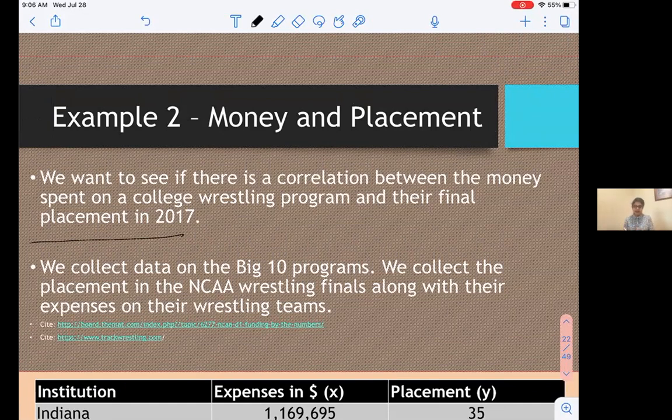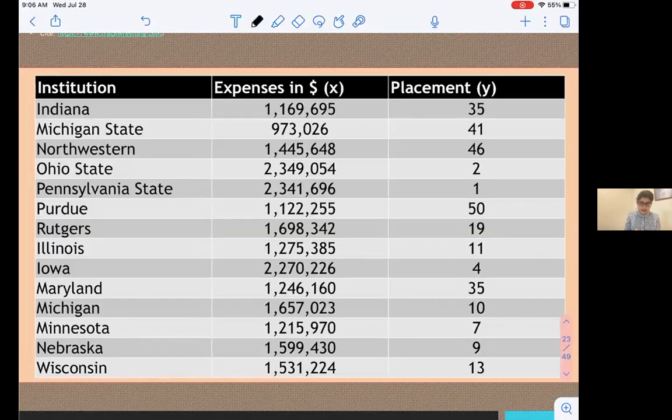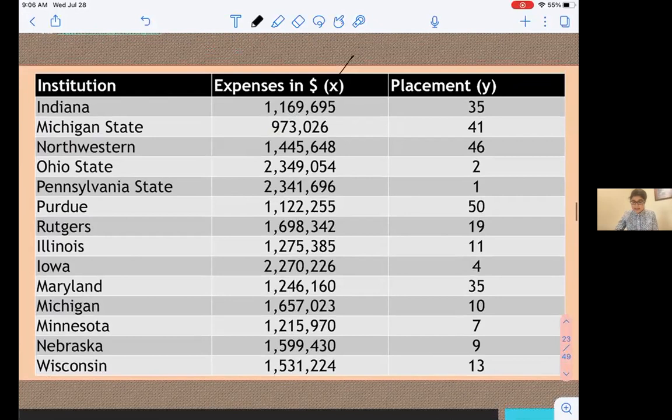So here we collect the data on Big Ten programs. We collect the placement in the NCAA wrestling finals, along with their expenses on the wrestling teams, which is this one. So we have wrestling institutions from the following states: Indiana, Michigan State, Northwestern, Ohio State, Pennsylvania State, and all of these. So X is our expenses on the college's wrestling program, and Y is our placement for these colleges in 2017.